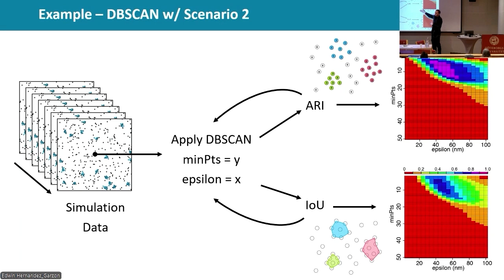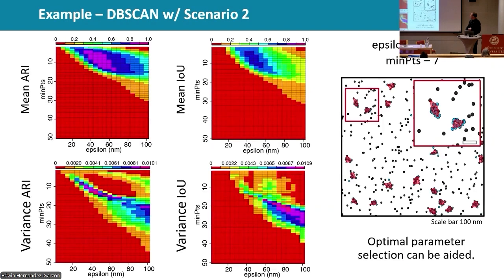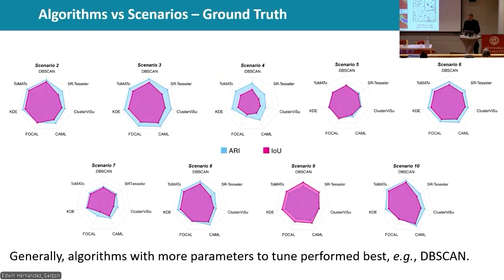You apply DBSCAN, you have the result, you compare it to your ground truth because it's a simulation, and then you can make this kind of map of your values. This is for one dataset of the scenario. You do that for the 50 if you have 50. And you end up with the mean ARI, mean IOU, and the variance. And because you have these, you can very easily find the best parameters for this scenario and really find these optimal parameters.